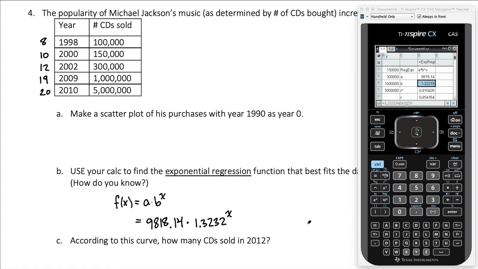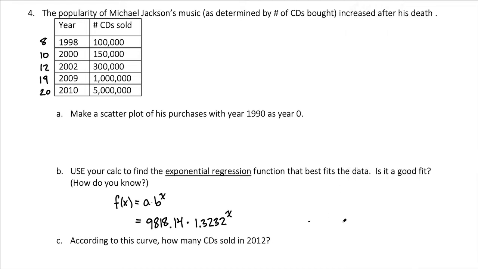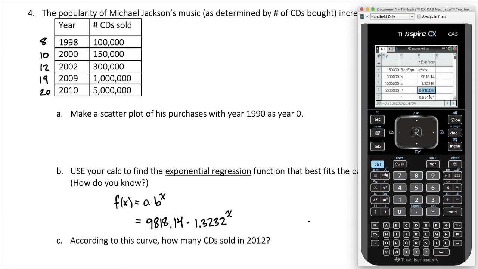And we would like to know if it's a good fit. So looking in our calculator, there's this nice handy-dandy r and r squared, and r is really all you need for this. If r is close to 1 or close to -1, then it's a good fit. If r squared is close to 1, then it's a good fit. That's the correlation coefficient, and it tells us how good our model is at fitting the data.